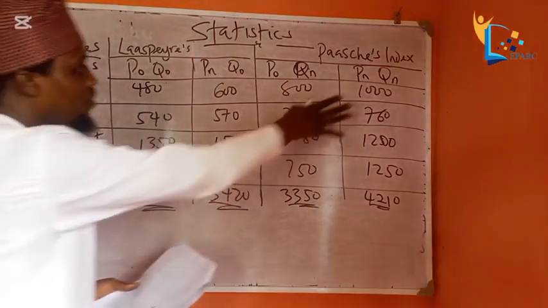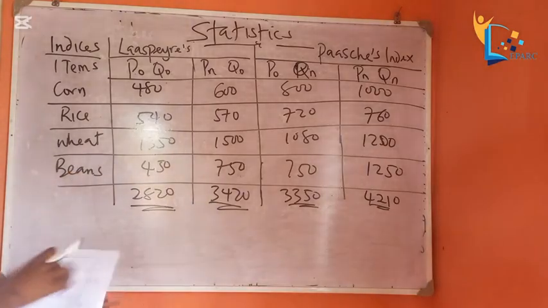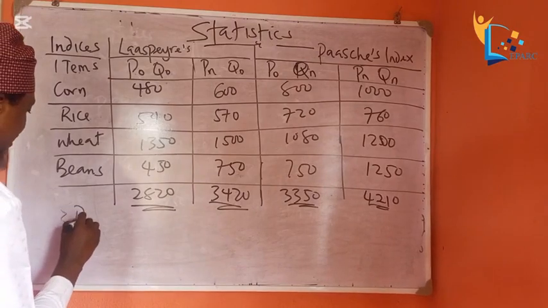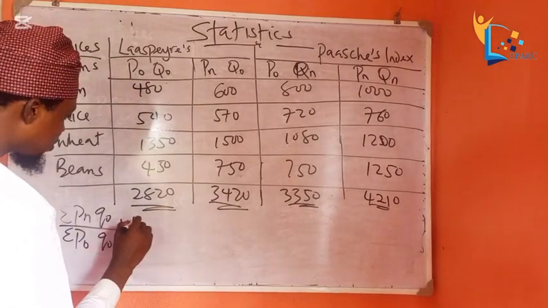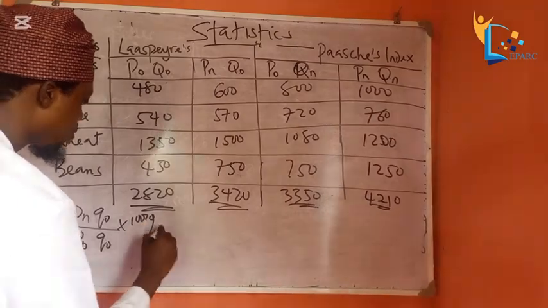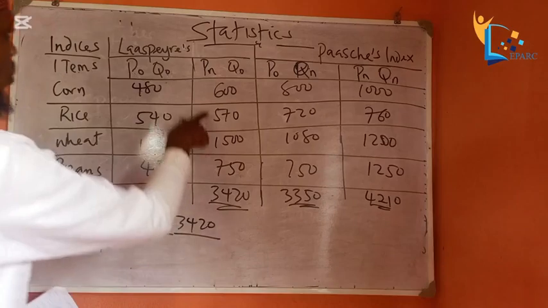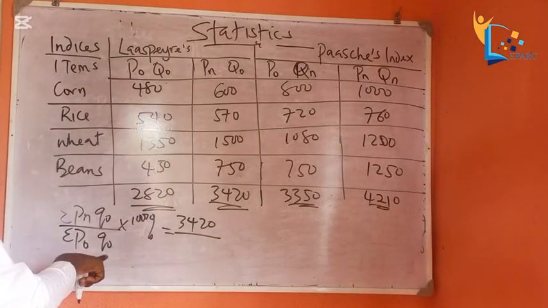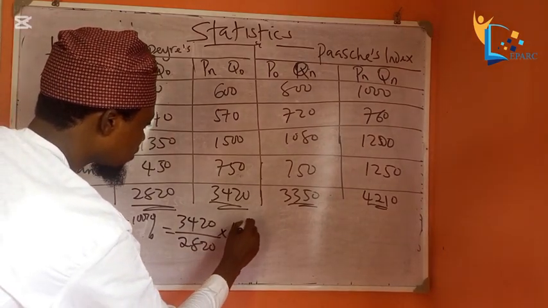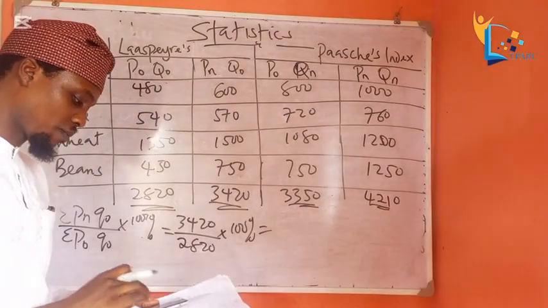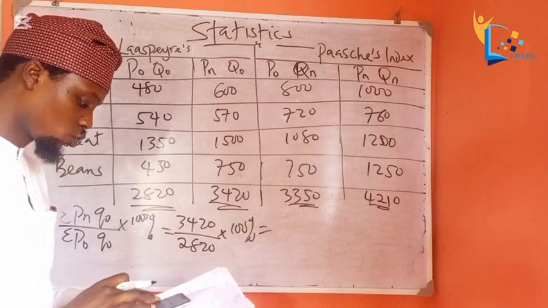So we have this for Laspeyre, we have this for Paasche. For Laspeyre, we have summation of PN QO all over summation of PO QO, times 100%, which is equal to 3,420 all over 2,820, times 100%.